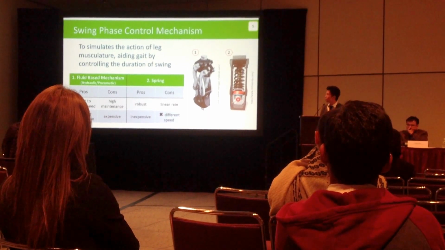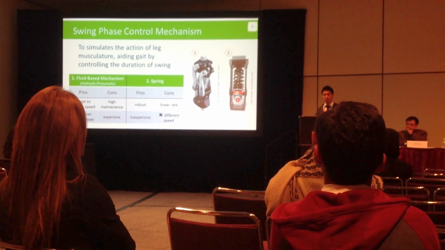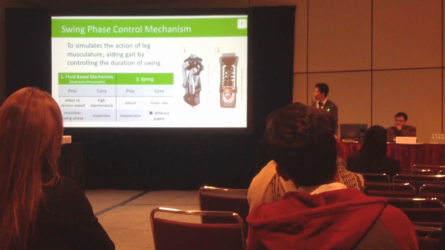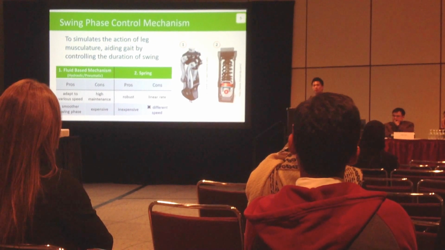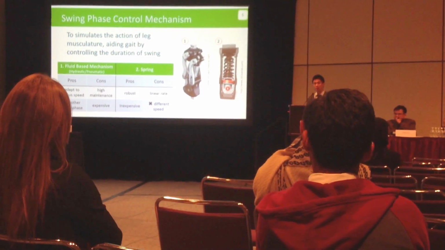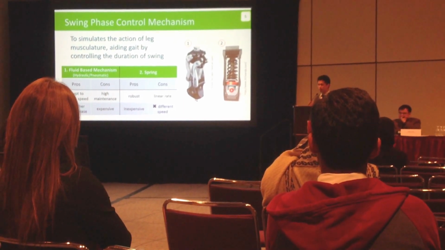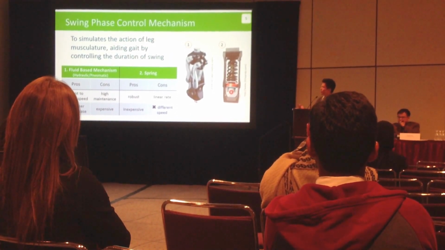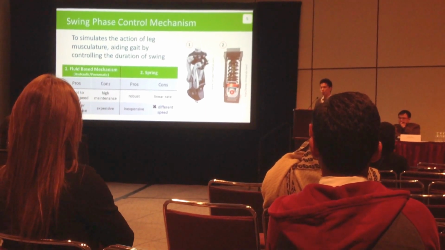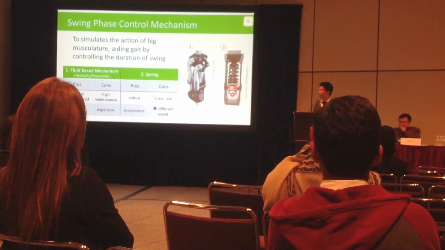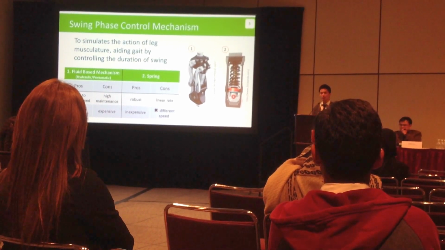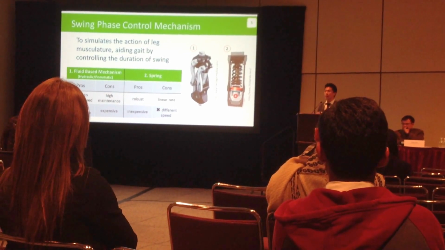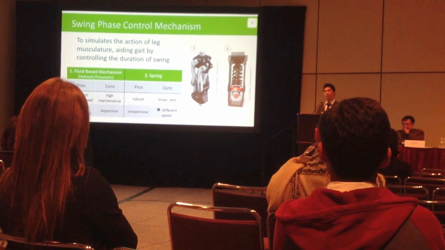Swing phase control is to simulate the action of the leg muscles, which help gait by controlling the duration of the swing. It also helps the leg return to the extended position before entering the stance phase, where the leg is going to accept weight again. In some high-end designs, they often use a fluid-based mechanism, which is a hydraulic or pneumatic system. Although they're able to provide a better, smoother gait and adapt to different walking speeds, they are very expensive and high maintenance.